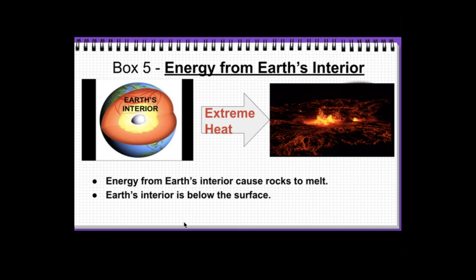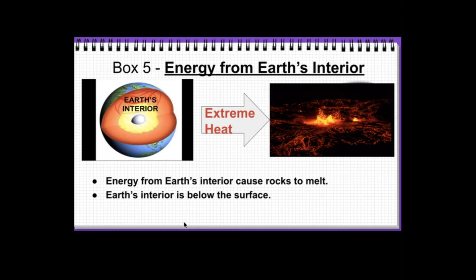All right, so now here's the other energy source, energy from Earth's interior. Energy from the Earth's interior is extremely hot. There's extreme heat there. Energy from Earth's interior causes rocks to melt. Earth's interior is below the surface. You have to dig very, very deep, miles upon miles upon miles, in order to reach the Earth's interior.